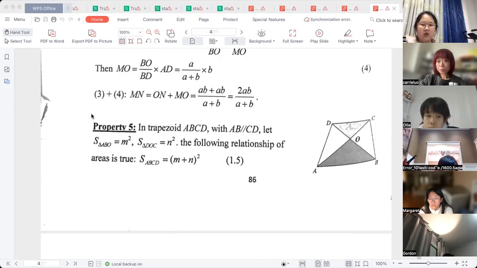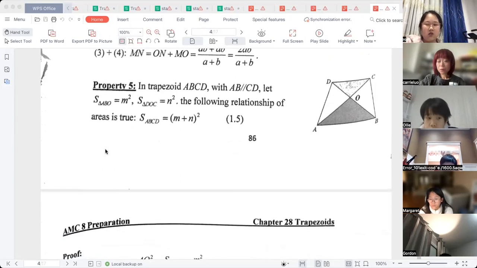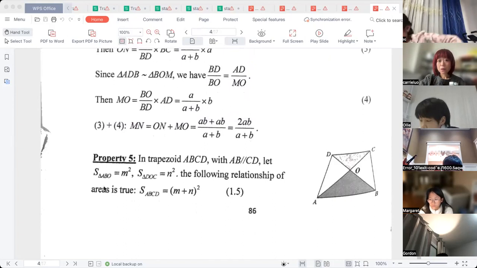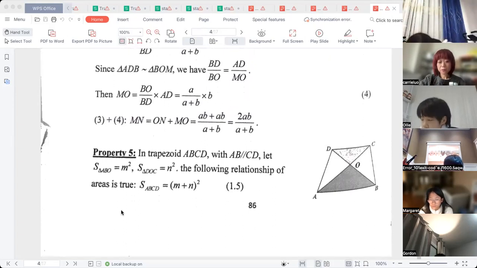Copy done? Teacher, what does the S stand for? Oh, S is area. Oh, yeah.